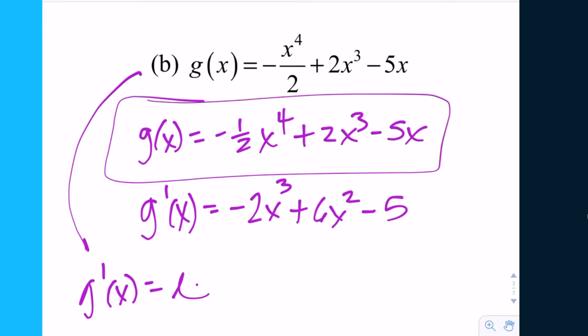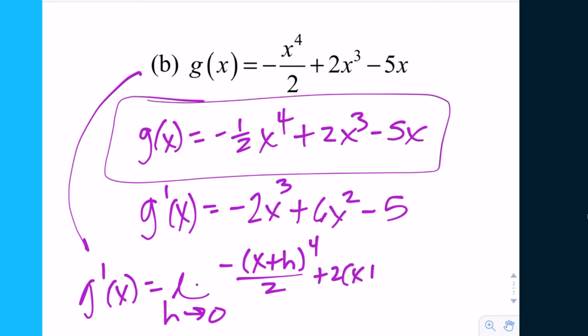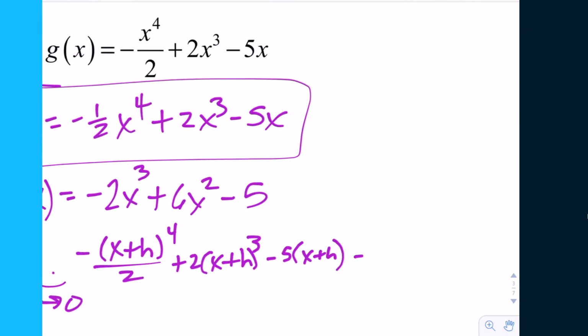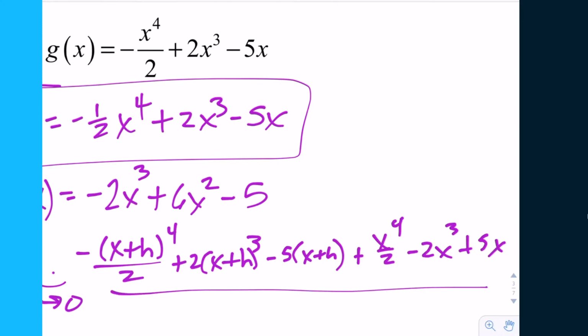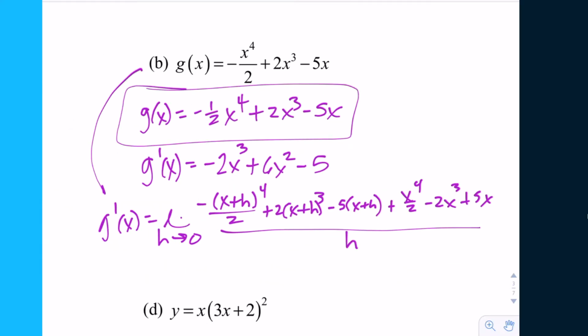way you can do it, right? The limit as h goes to 0 of negative x plus h to the 4th, over 2, plus 2 times x plus h cubed minus 5 times x plus h. All of that minus a negative, which would be plus x to the 4th halves, minus 2x cubed, plus 5x, all over what? H. And then guess what we get to do?